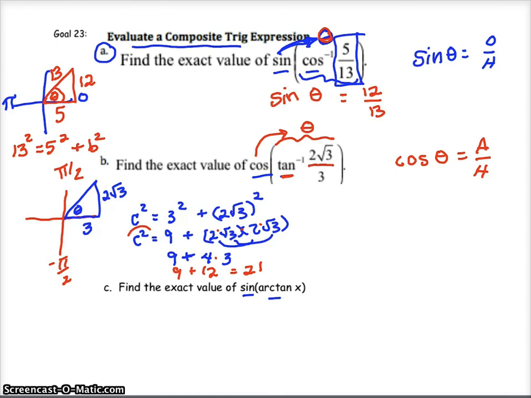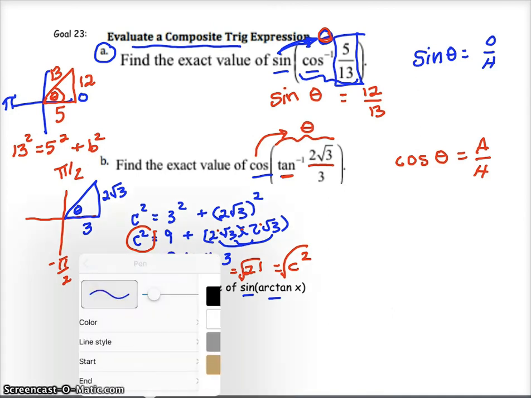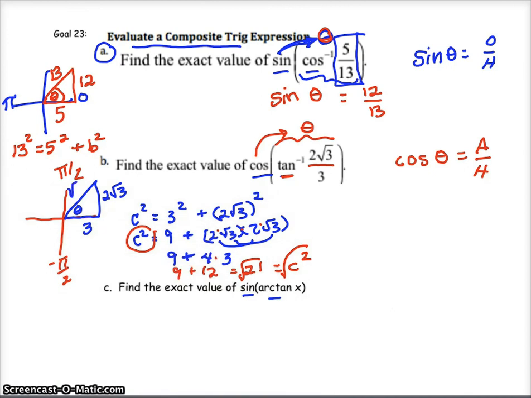And remember, that's the value of c squared. We have not yet found the value of c. And so to do that, we simply take the square root of both sides. The square root of 21 will not reduce, so we will leave that as the square root of 21. So now that we have our triangle, we're now ready to evaluate the cosine of angle theta, which is 3 divided by the square root of 21.